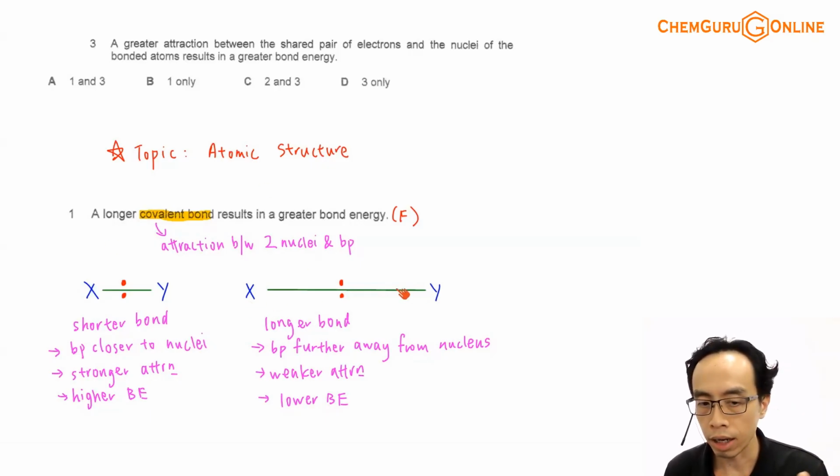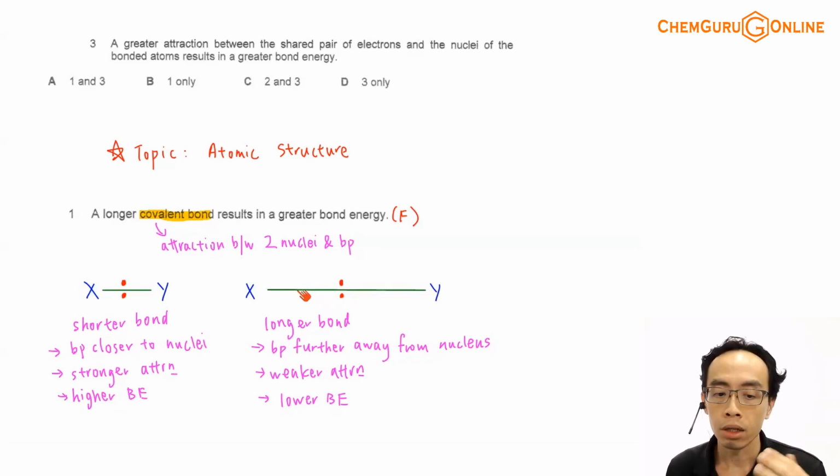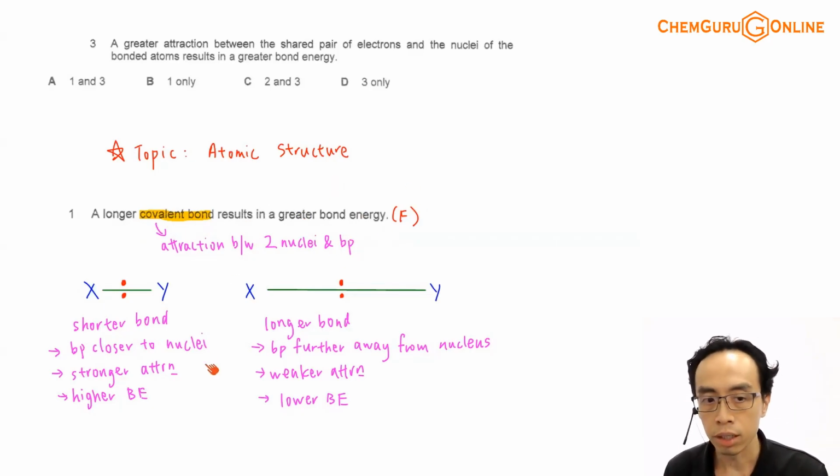So conversely, if I have X bonded to Y and the bond is very long, you notice the bond pair of electrons is very far away from the nuclei. And this will mean that if the two electrons are very far away from the nuclei, attraction will be weaker. And this will mean that bond energy is smaller. That means the longer the covalent bond, actually the covalent bond will be weaker and the bond energy will be smaller. So statement number 1 is not true. Statement number 1 is false.